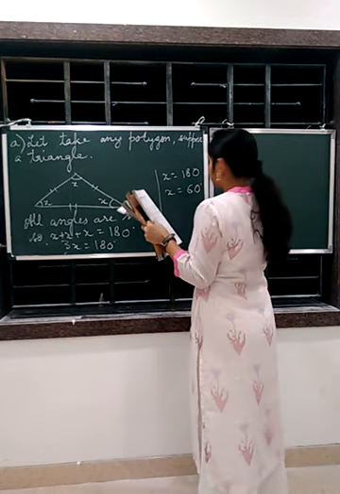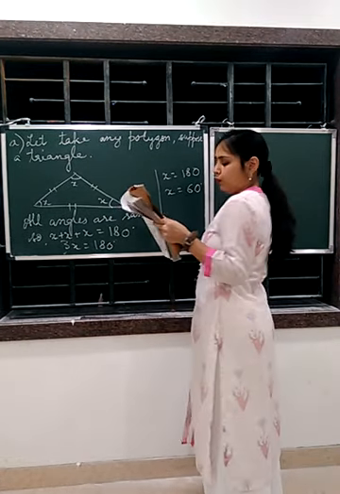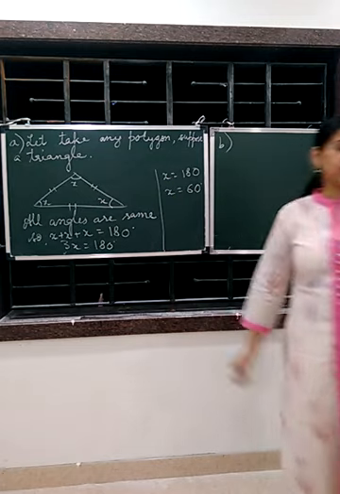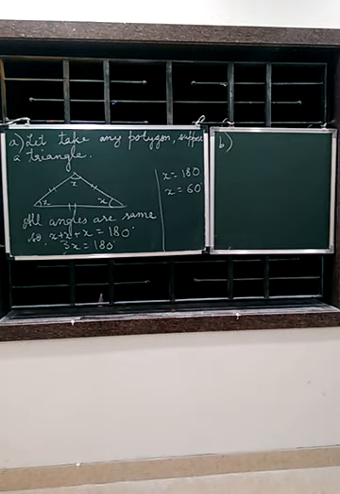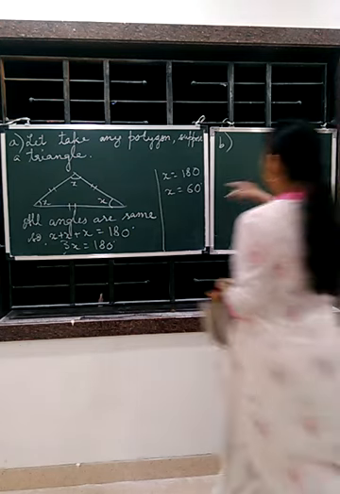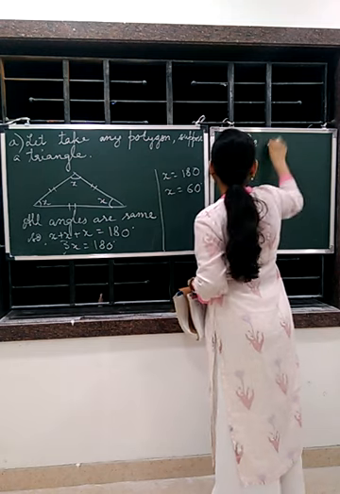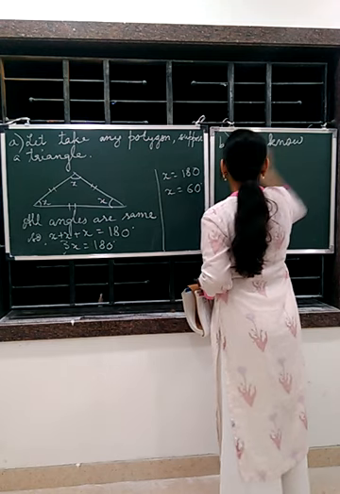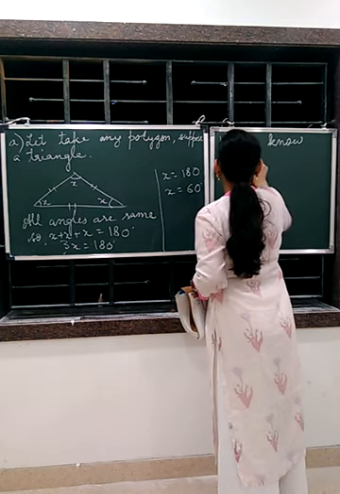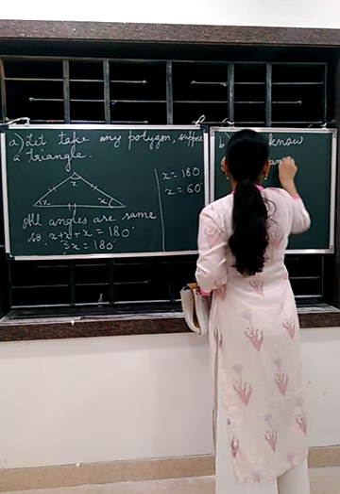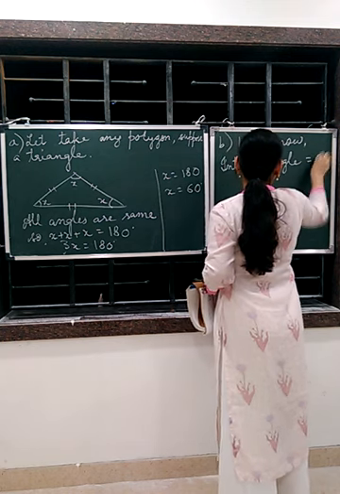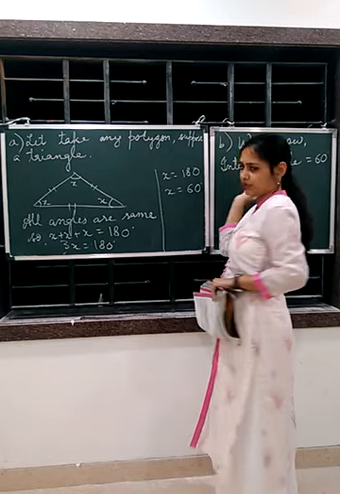There is B. What is the maximum exterior angle possible for a regular polygon? Maximum exterior angle. Interior angle we know, it will be x. We know interior angle is equal to 60 degree. That is x I was saying, 60 degree.